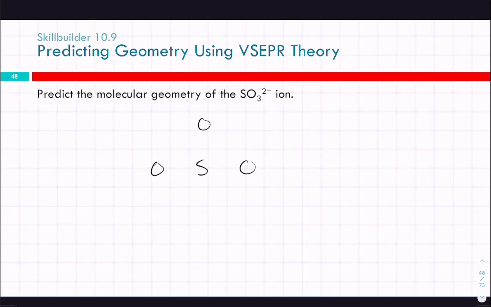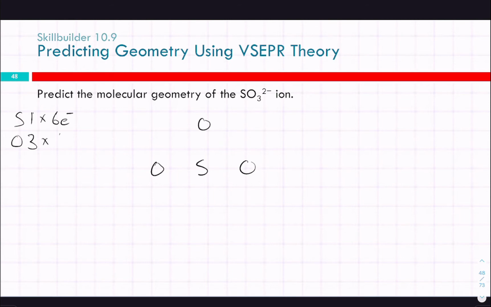It depends. We could do minimum bonds here. I think it helps to do valence electrons, then minimum bonds, and then subtract those out. But we'll do valence electrons first. Okay, so we got sulfur. There's just one of those. And there's oxygen. There's 3 of those.